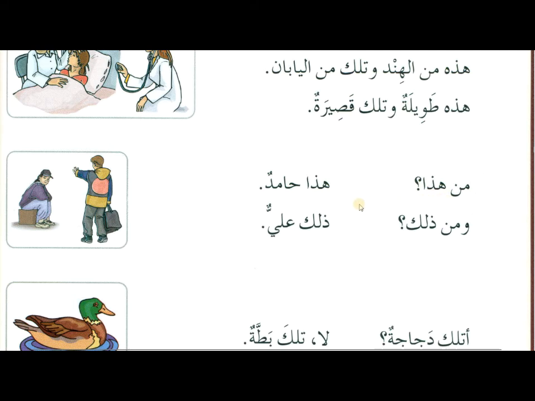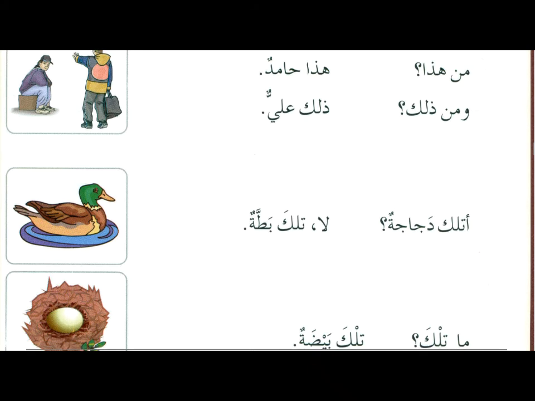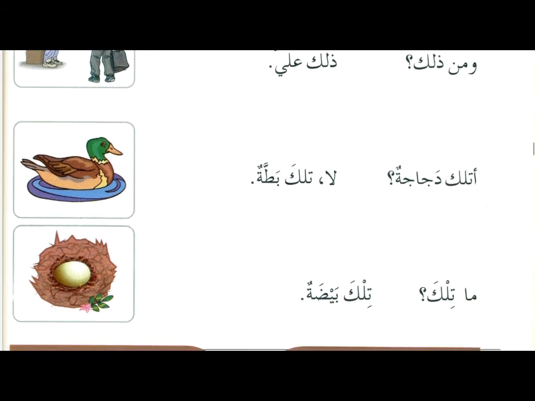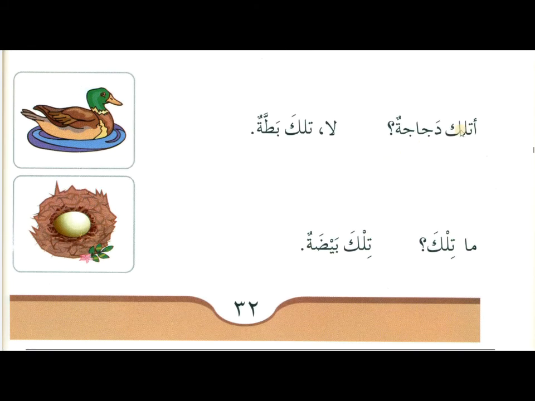Man haza, who is this? Haza Hamid, this is Hamid. Wa man zalika, and who is that? Zalika Ali, that is Ali. Atilka dajaja, is that a chicken? La, tilka batta, no, that is a duck. Ma tilka, what is that? Tilka baida, that is an egg.